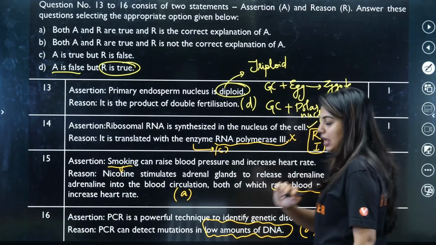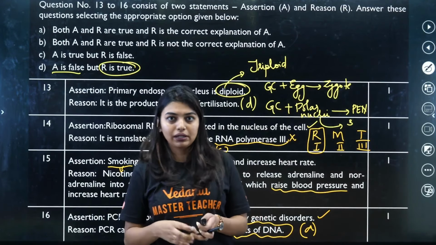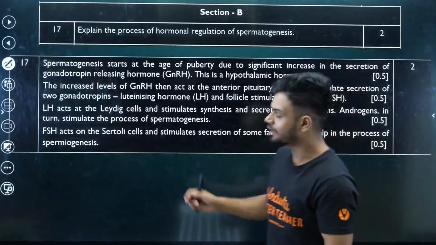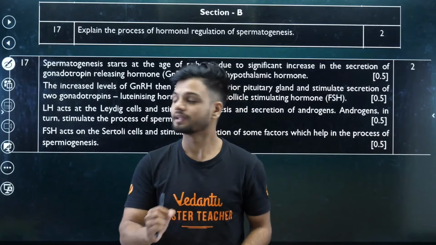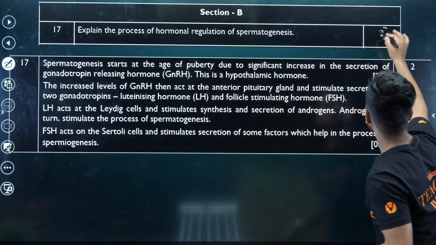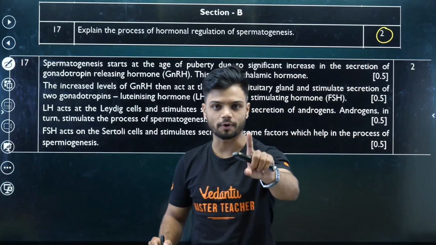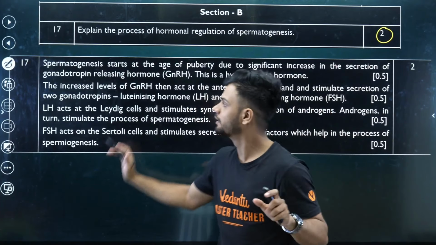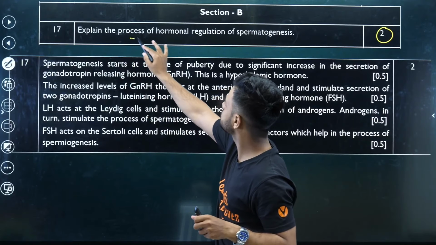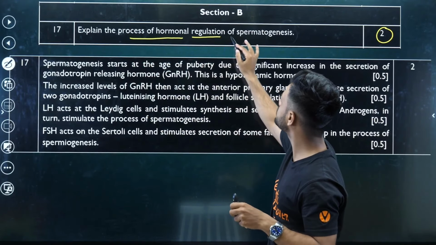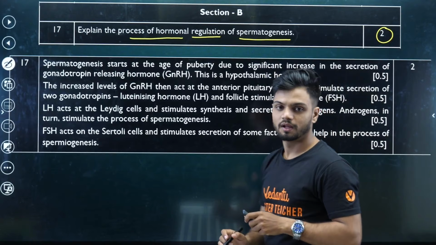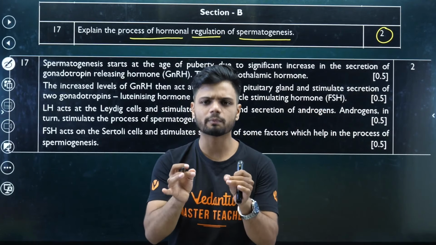Option A. Now, sir will be doing section B. Students, we'll be doing section B, that is 2-mark questions. Let's read the question first and let me tell you the answer. The question goes like, explain the process of hormonal regulation of spermatogenesis. Now, I've taught you this in the normal class. Let me quickly tell you.